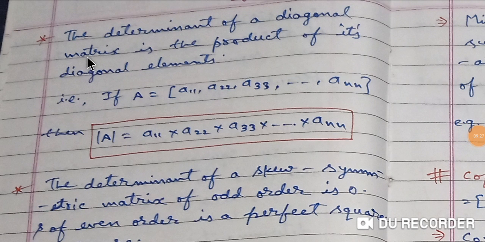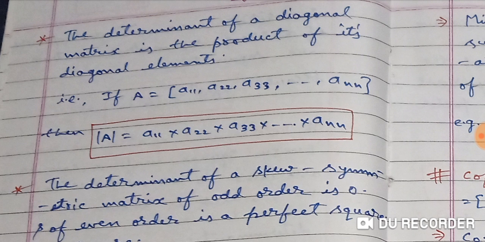The next property says that the determinant of a diagonal matrix is the product of its diagonal elements. We have also become familiar with diagonal matrices. A diagonal matrix is a type of matrix in which only the diagonal elements are non-zero, and all the non-diagonal elements are equal to 0.